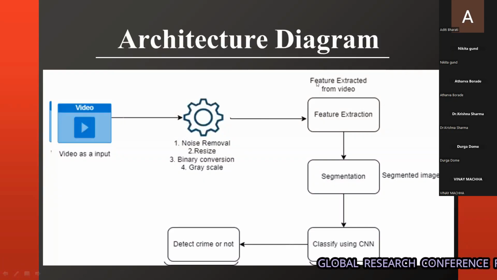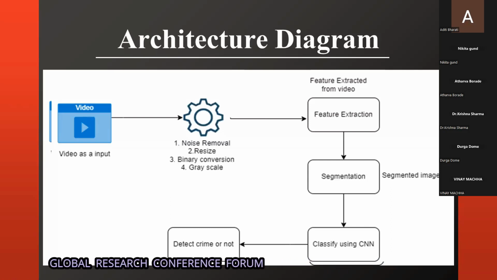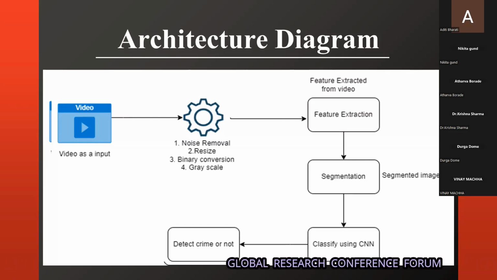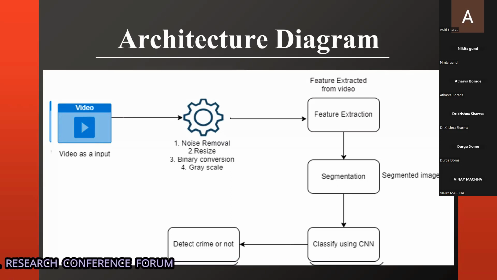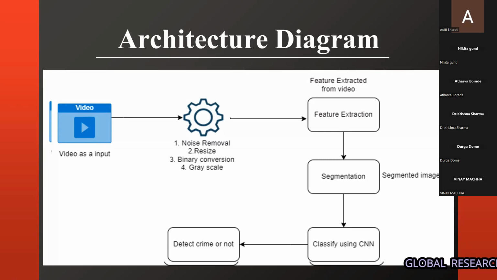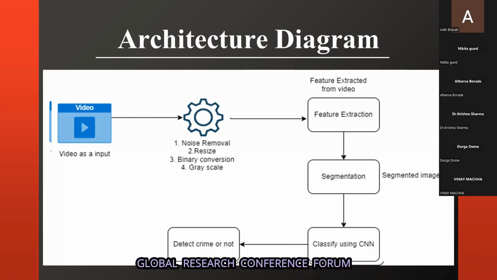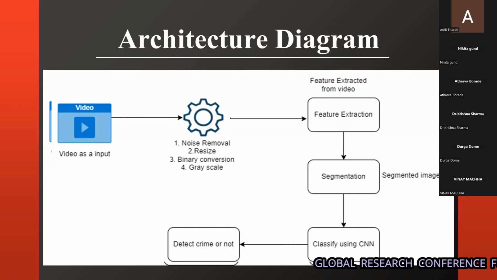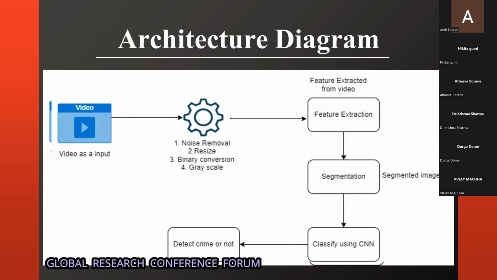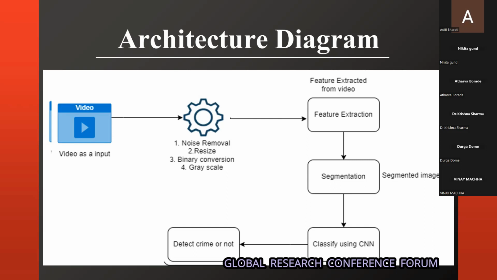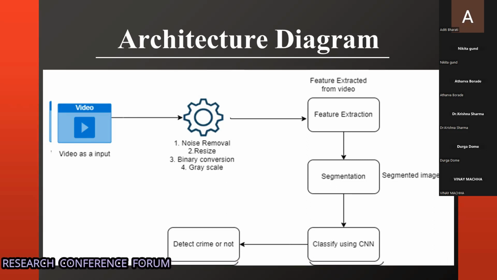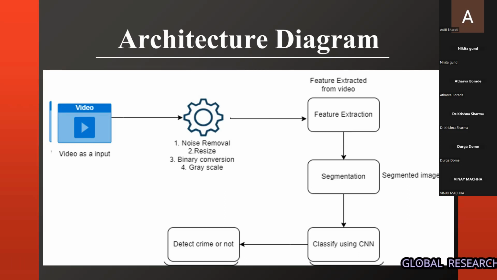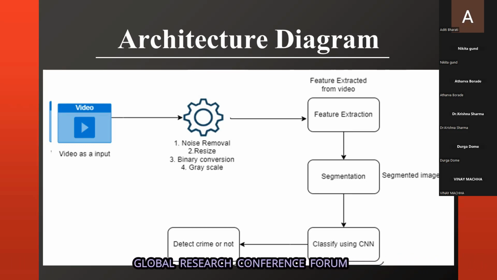Next slide. The architecture diagram is as follows. As I told you, we are going to put videos as an input, and then the video might have noise. Noise means unnecessary data, plain data, where no people are seen. So we are going to remove that data by using noise removal techniques, resizing, binary conversion, and grayscale. These may include PCA, principal component analysis, in which we minimize the non-useful data. After that, we are going to extract the features. We use CNN because with CNN we can take out the features that are required for the classification of crime and not crime.